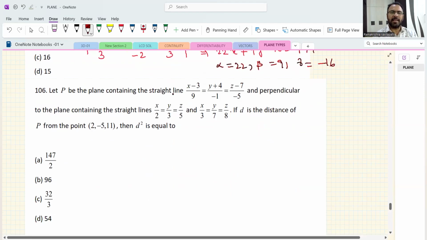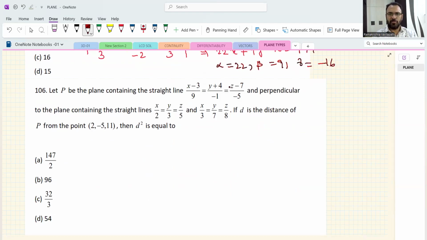Let P be the plane containing the straight line. All right. So we have a line on the plane, which means the plane passes through 3, minus 4, 7. So there is a point on the plane, and it is also parallel to 9i minus j minus 5k. Now we need one more vector to which the plane must be parallel. Instead of that, they have given that it is perpendicular to the plane containing two straight lines. Well, okay, we'll do it now.